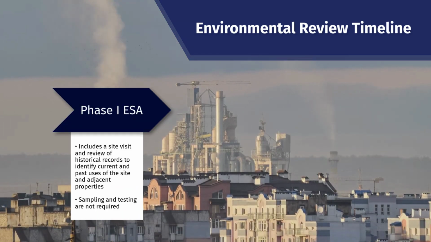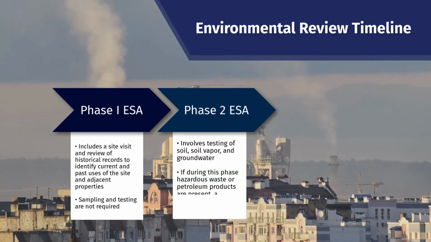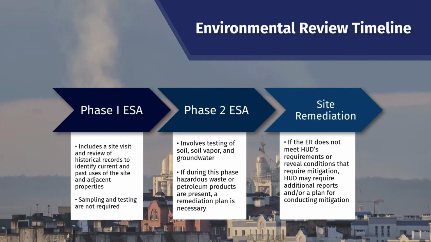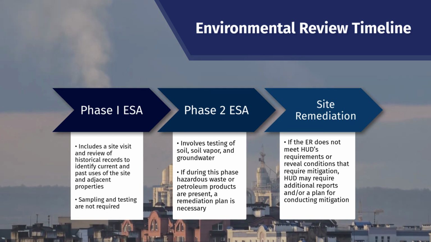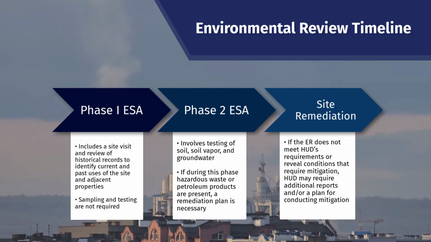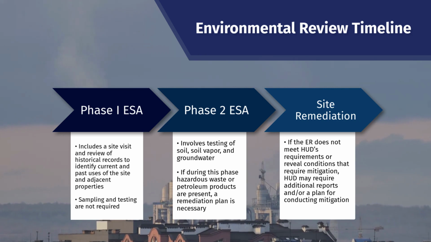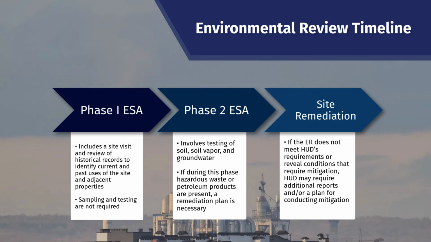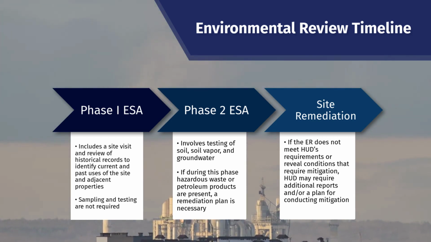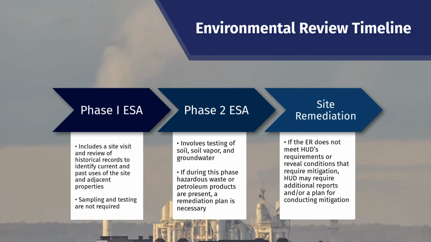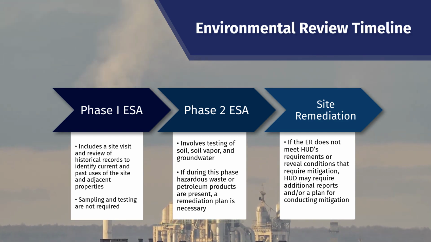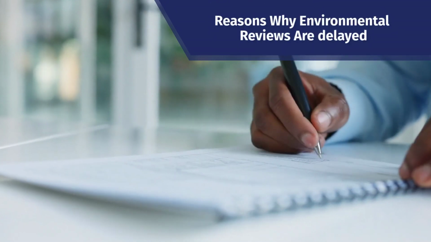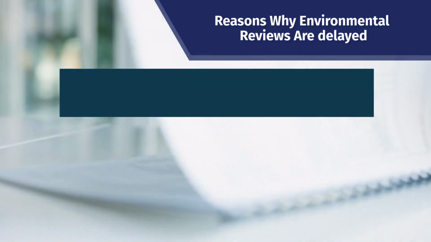If the environmental review documents do not meet HUD's requirements or reveal environmental conditions that require mitigation, HUD may require additional reports and/or an acceptable plan for conducting mitigation, in which case completion of the property's environmental review and closing of the RAD conversion will be delayed. The RAD conversion agreement must include all required remediation and mitigation measures and cannot be issued without Part 50 or Part 58 approval.